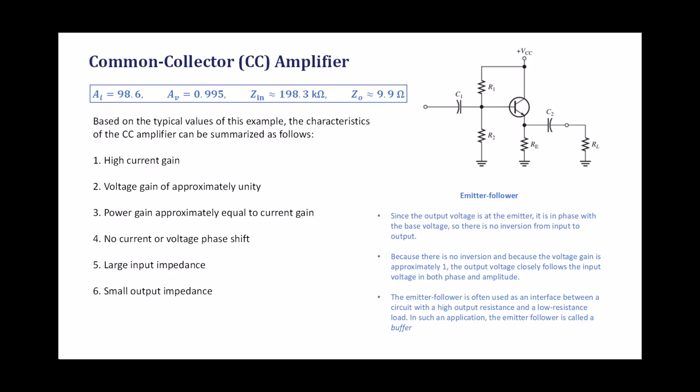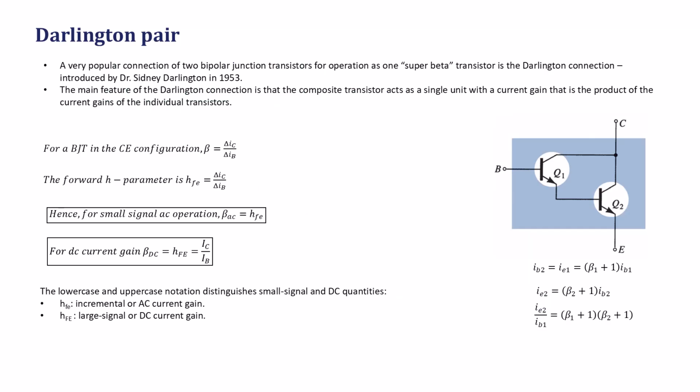This circuit is often used as an interface between a circuit with high output resistance and a low resistance load. In that role, we call the emitter follower a buffer. Let's move on to a very popular two transistor configuration called the Darlington pair. It connects two bipolar junction transistors, so they operate as one super beta transistor, a technique introduced by Dr. Sidney Darlington back in 1953.